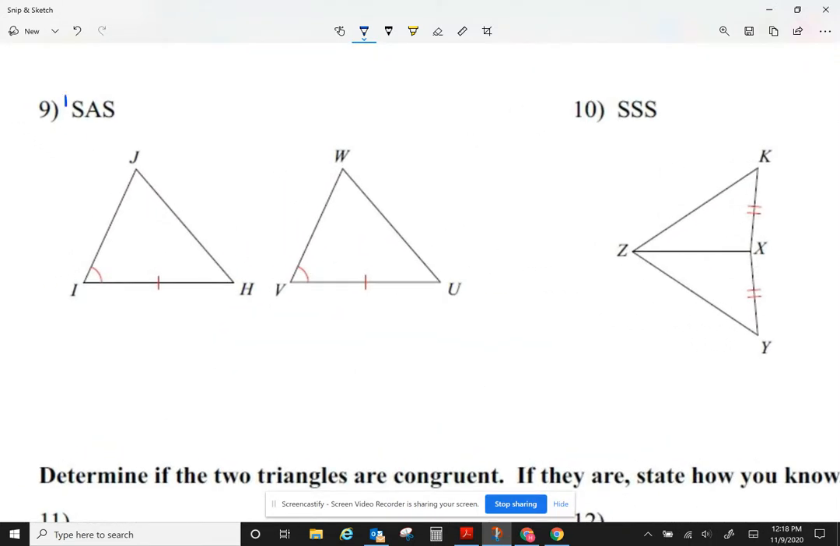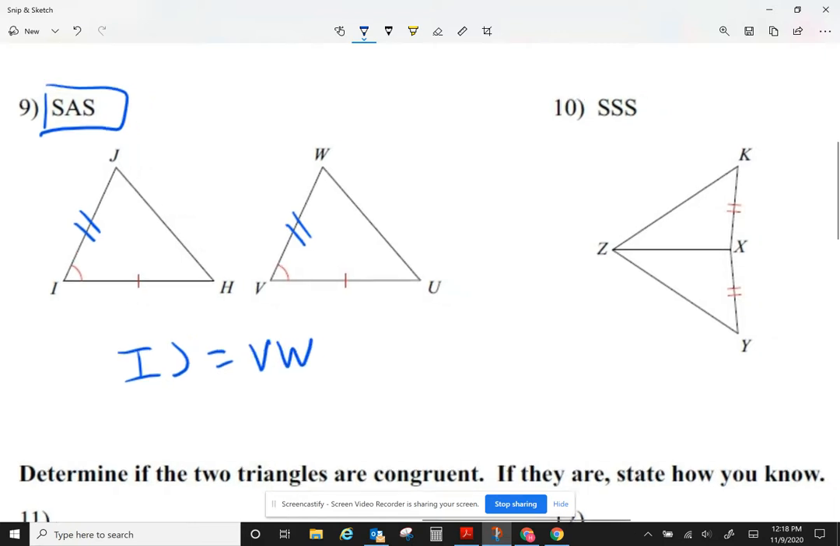Question number 9, I need side angle side. I need two sides and the angle in between. The angle is already marked and one side is marked. I'm asking which one is not marked. I need this side with this side. Remember, you need two sides and the angle in between. And what I mean by in between is the angle is right where the two sides meet. All right, so I'm going to call this IJ equals VW. For a side, I use two letters.